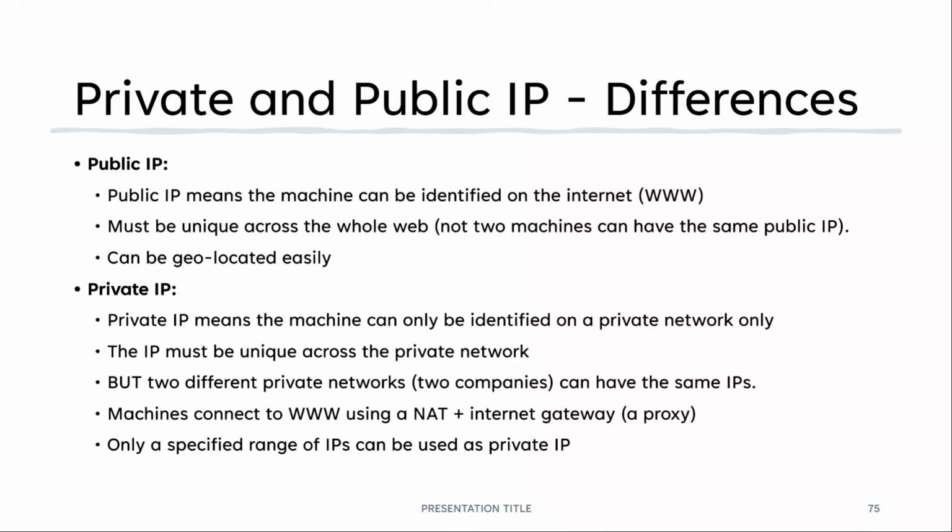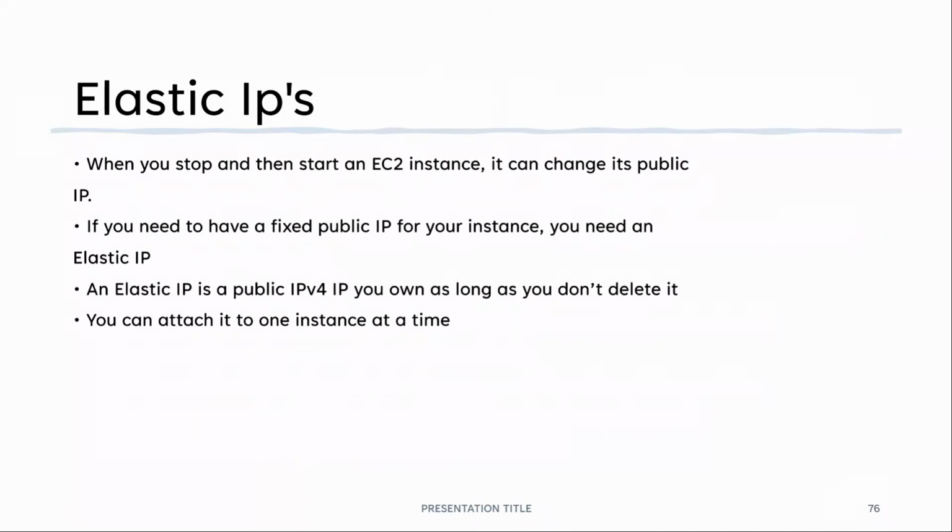That is possible in case of a private IP, but in case of a public IP, no two devices can have the same public IP, because otherwise there would not be a unique identifier for your devices. So Elastic IPs are the solution if you want to assign a fixed IP to an EC2 instance. An Elastic IP is a public IPv4 IP you own as long as you don't delete it. You can attach it to one instance at a time.